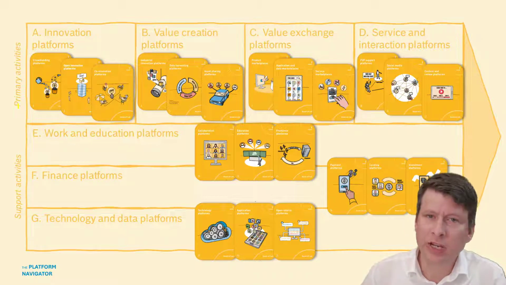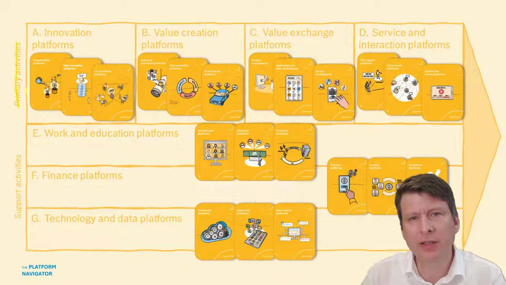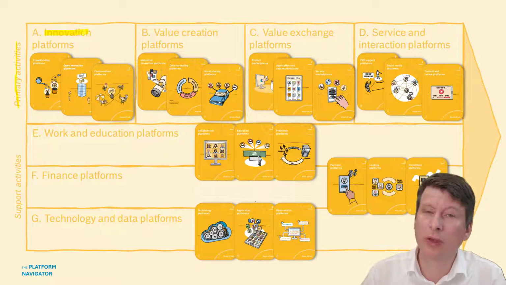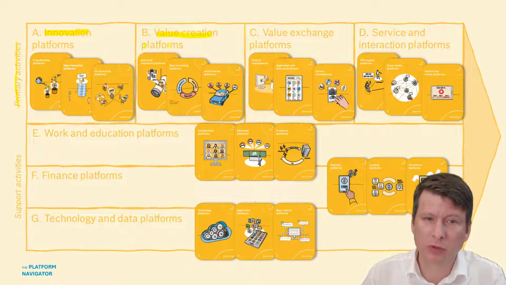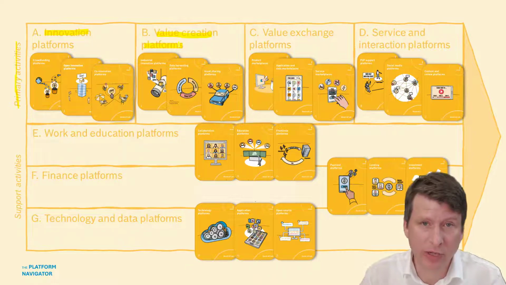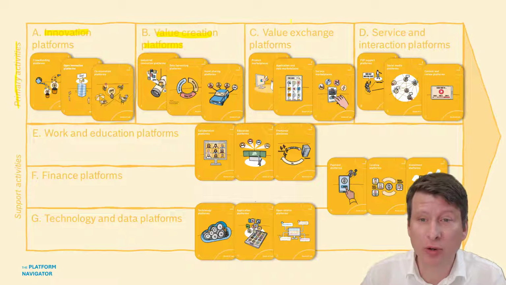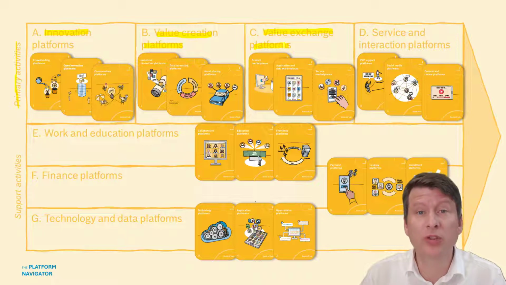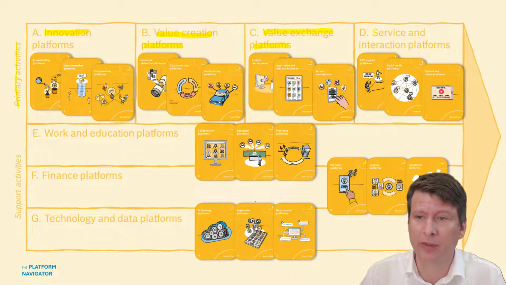So each and every company has primary activities. And the primary activities are all about innovation. So you have to innovate first. And then it's about value creation. So in traditional companies, that might be production. Then you have to sell your products. Or in the platform economy, it's all about value exchange and, for example, marketplaces. And last but not least, you have to service your customers and interact with them.